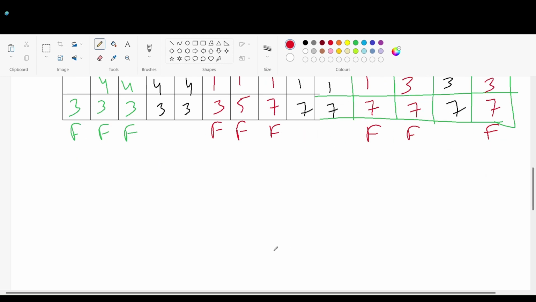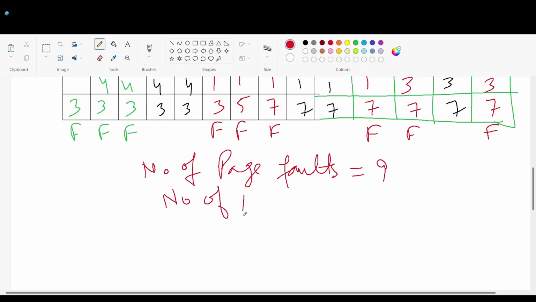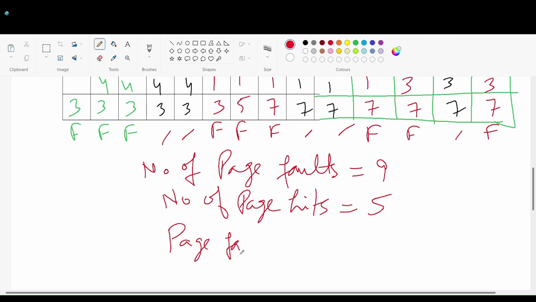So the number of page faults in this situation is equal to 9, and the number of page hits is equal to 5. Okay, so the page fault rate is equal to 9 divided by 14, multiplied by 100. So it will be 64.28%.